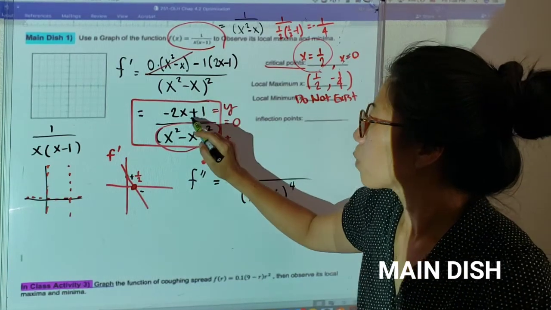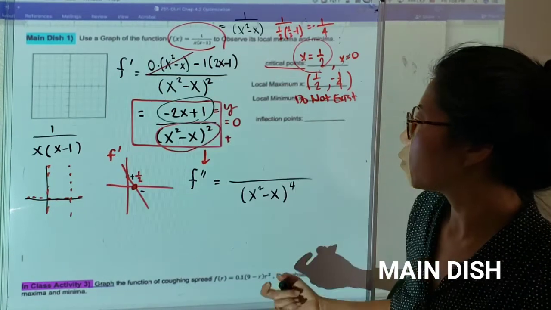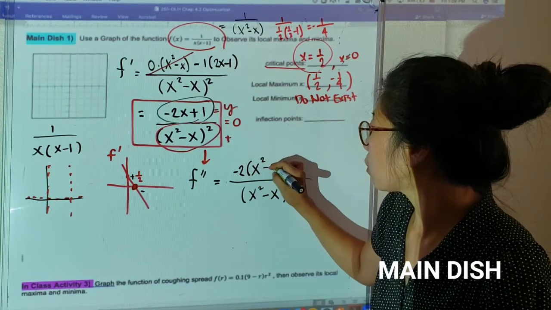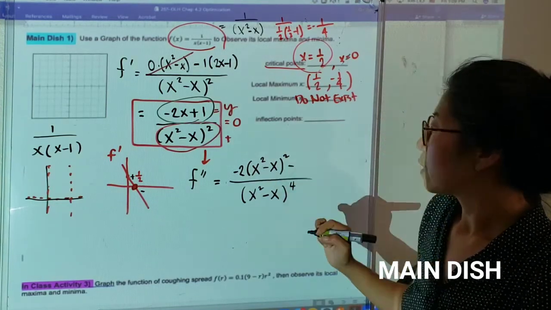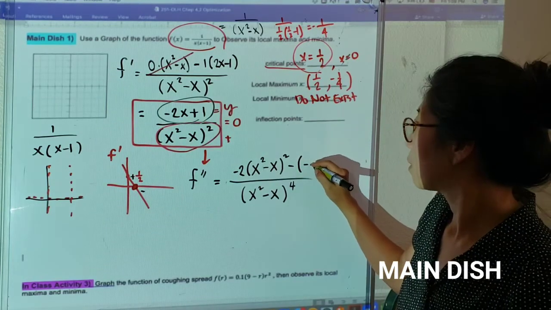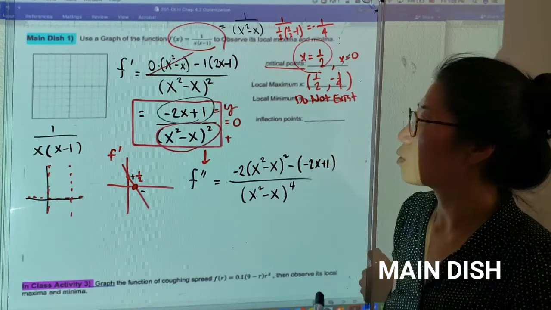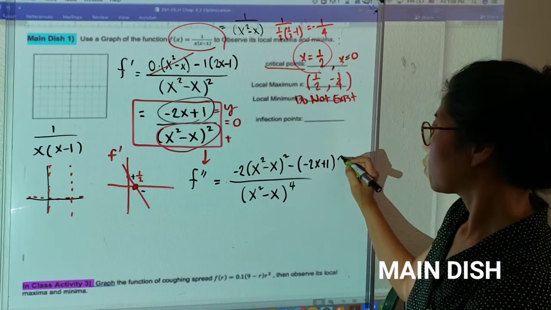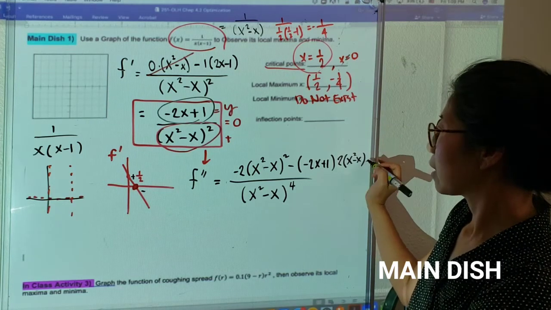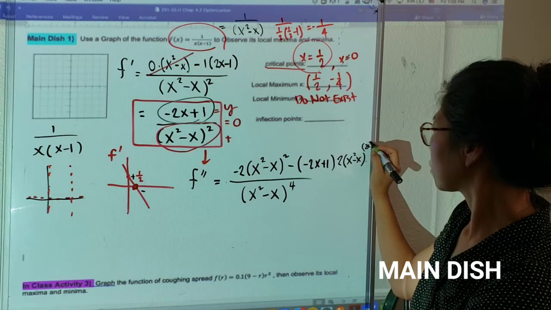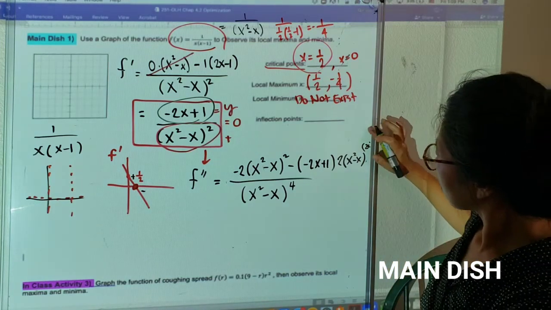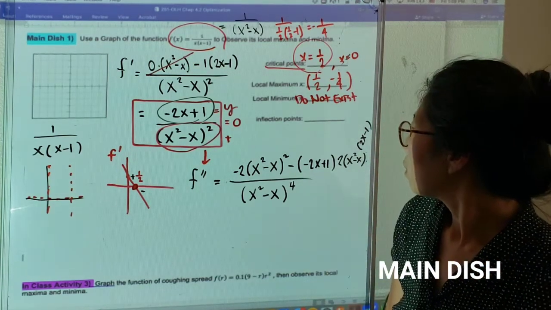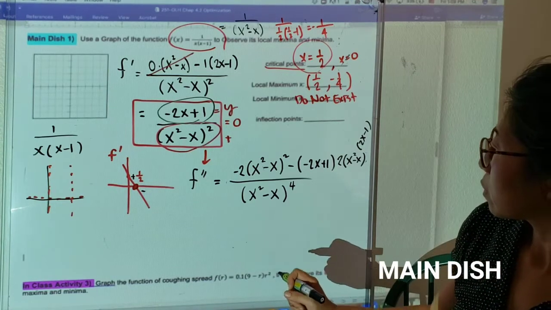And then careful, I'm going to take a derivative of this one, which will be negative 2 times the denominator, leave it, minus, and then leave it, and then take a derivative of this one. We have to use the chain rule: 2 times x squared minus x, and then times 2x minus 1. Times 2x minus 1. I wonder if it's really necessary.